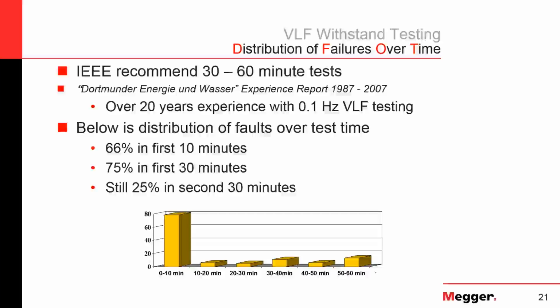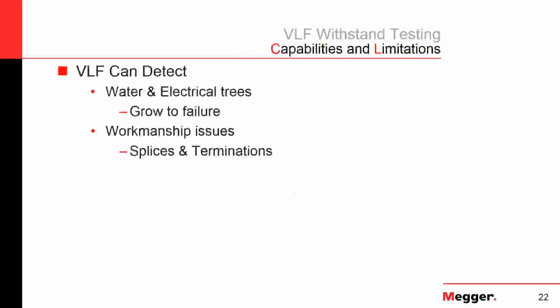What happens is it takes a certain amount of time for those water trees to grow to the point where they can spawn electrical trees, and then those electrical trees also take some time to grow and breach the entire cable insulation. So the very worst thing we can do is start this process of failure and then remove our test voltage. That means that we left a weak spot on the cable that will eventually fail in service very quickly.